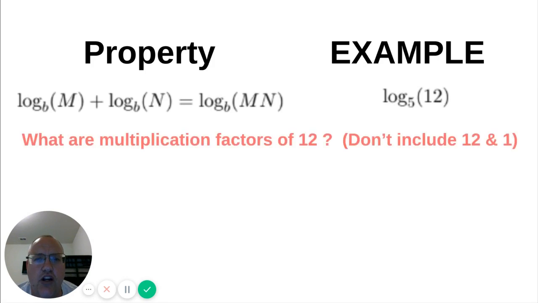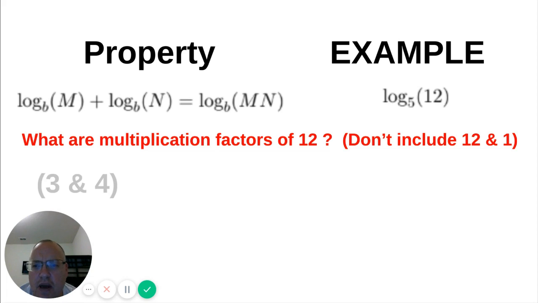Before I get started, I want you to think about what the multiplication factors of 12 are. I don't want you to include 12 and 1, because remember, we don't want our b value to be equal to 1 in this case. Later, you can think about factors involving 1, but for right now, we're not going to do it.